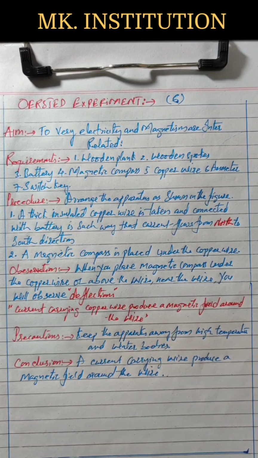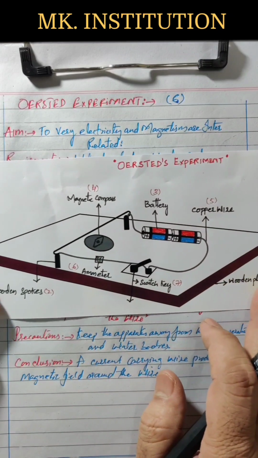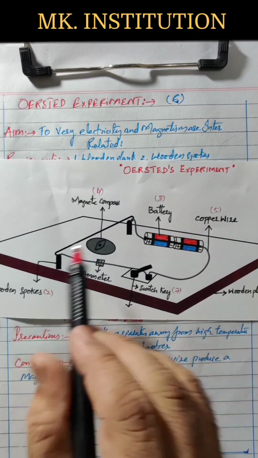Clear? Understood? So in this we are using the ammeter, isn't it? What does ammeter mean? Electric current is measured in ampere, so it is ampere and meter. It is an instrument to measure the current in a circuit. This is the diagram. Clear? You have to draw the diagram for this answer.